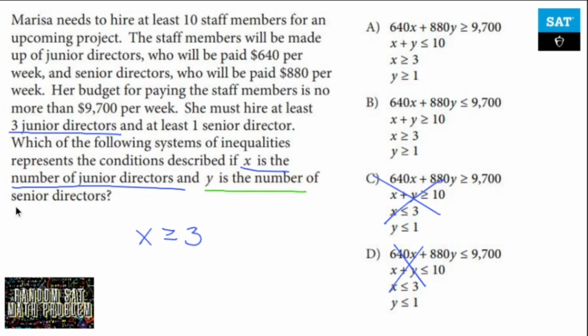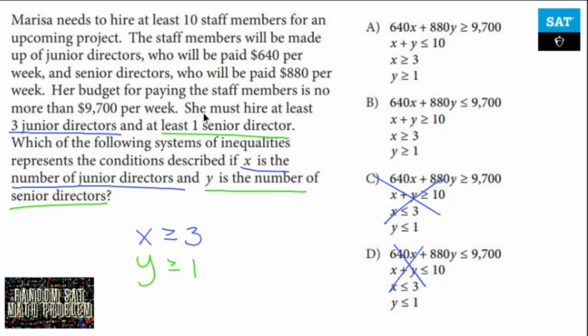Y is the number of senior directors, and she needs at least 1 of those. So Y is going to be greater than or equal to 1. So you're still good.